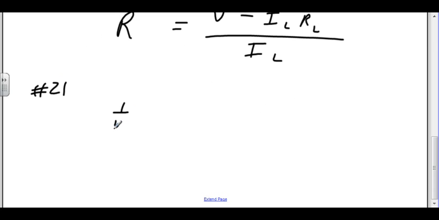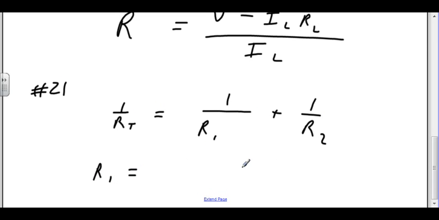So 1 over resistance total is, and they don't even have resistance total when I do there, R1 plus R2. And I'm supposed to be solving for R1. Right, so R1 equals 1 over R total minus 1 over R2.